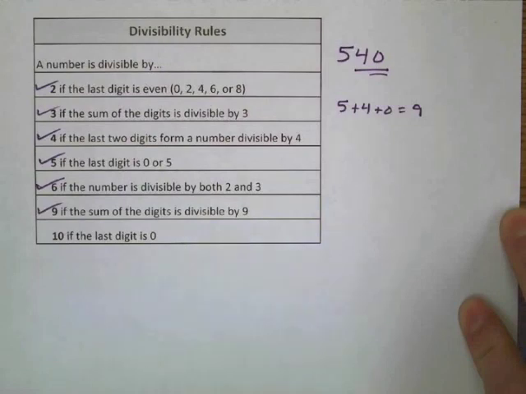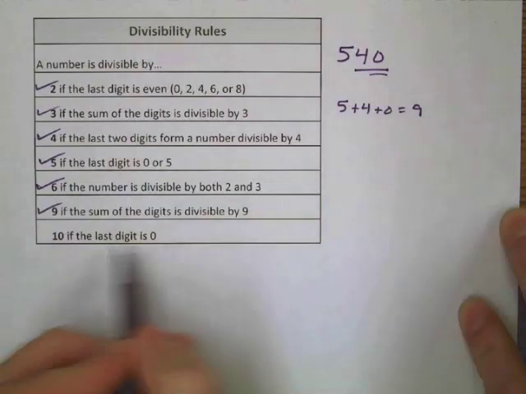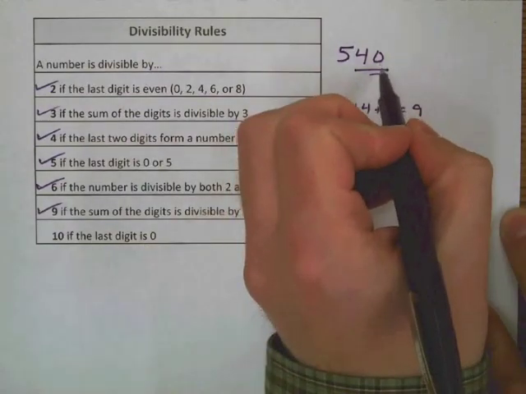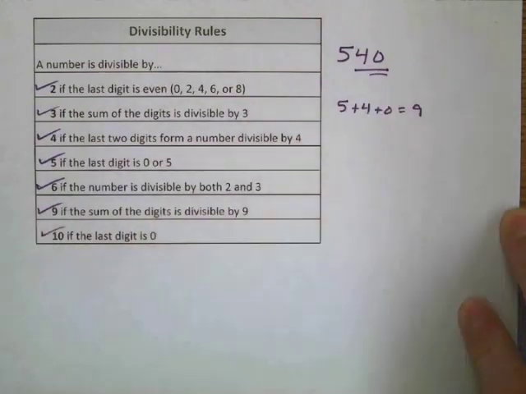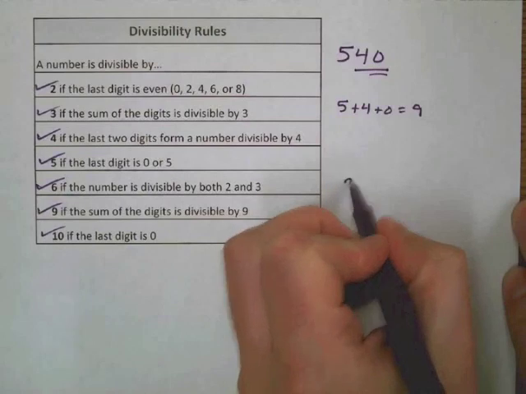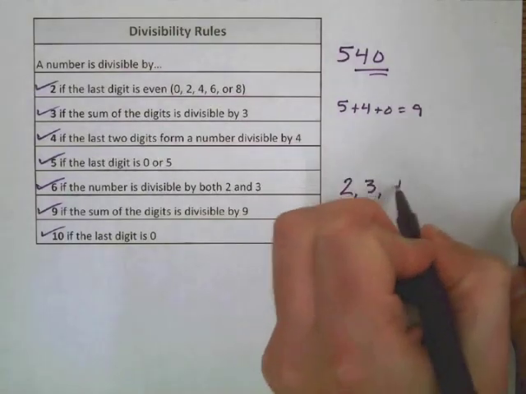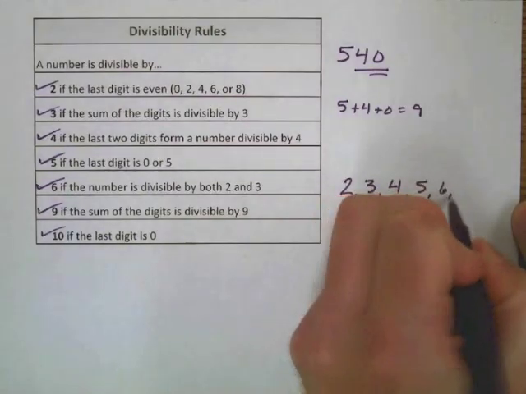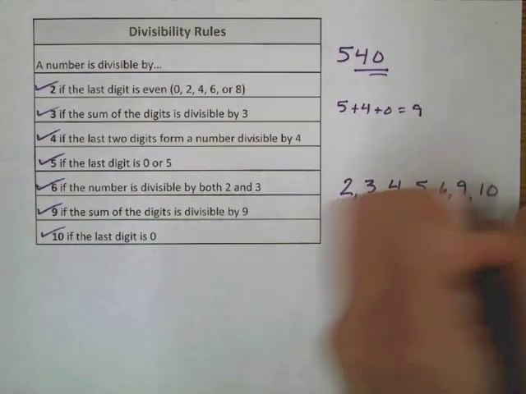And then finally, divisible by 10, if the last digit is 0. That last digit is a 0, so it is divisible by 10. So 540 is divisible by 2, 3, 4, 5, 6, 9, and 10.